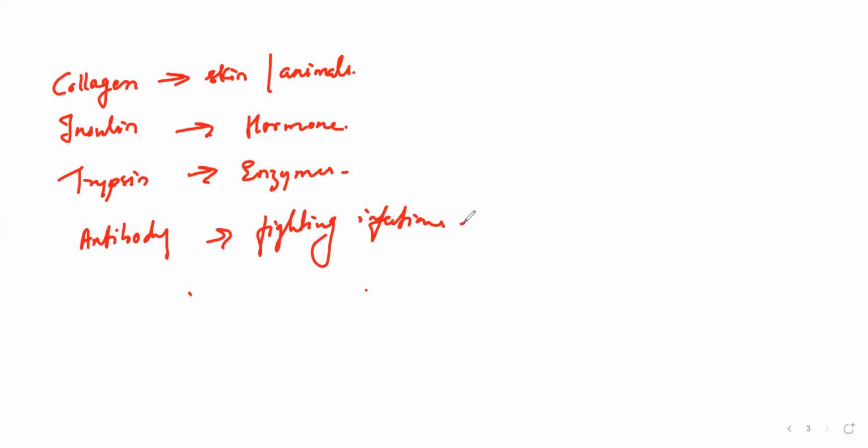As protein is a biomacromolecule, obviously we'll have complicated or complex structures. So let's see the structures or structural levels of the proteins.